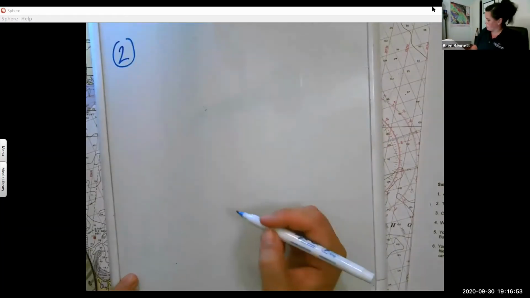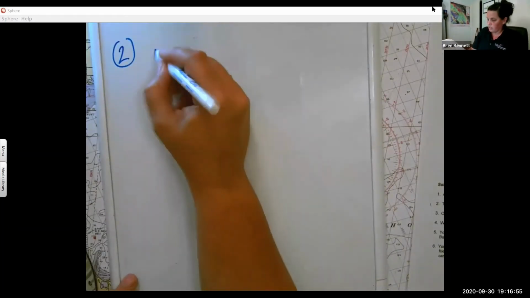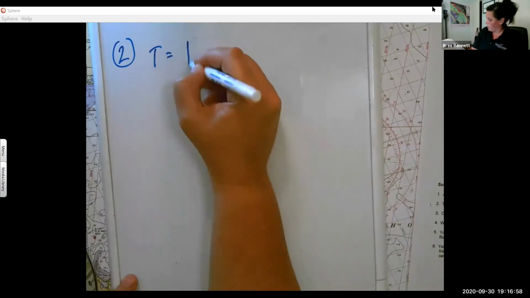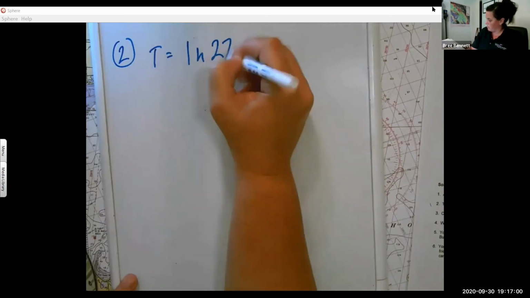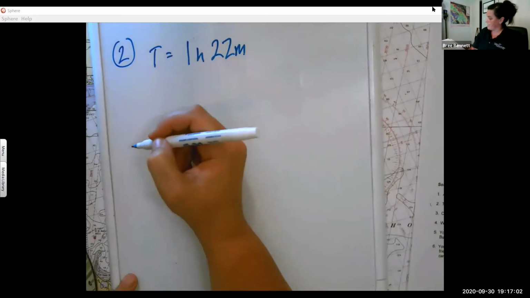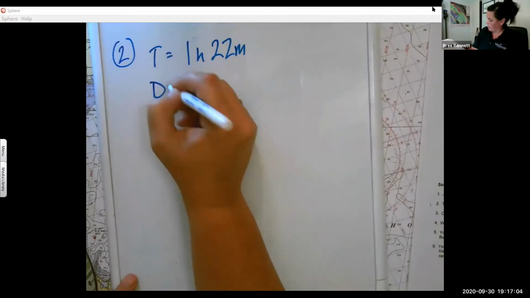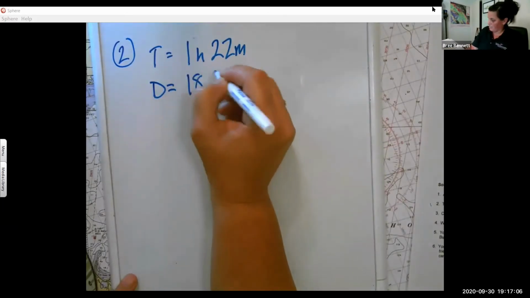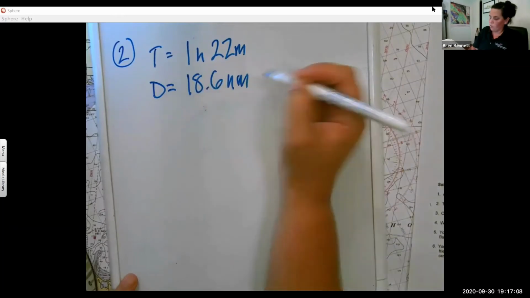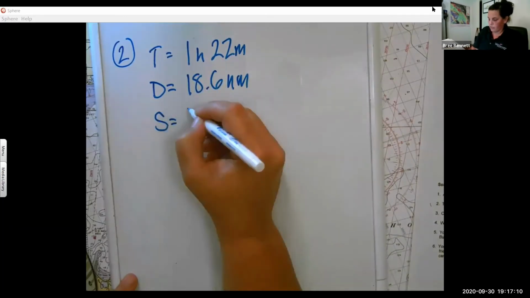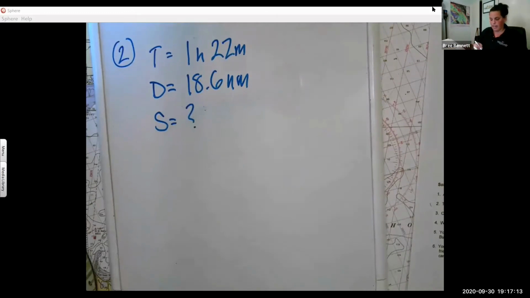All right, number 2 told us the time was 1 hour and 22 minutes to cruise a distance of 18.6 nautical miles. What was our speed? What was our average speed in that cruise?